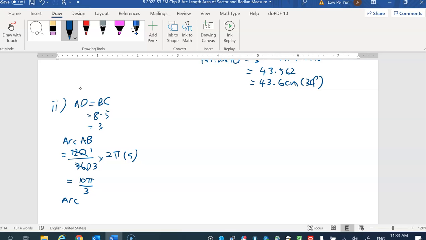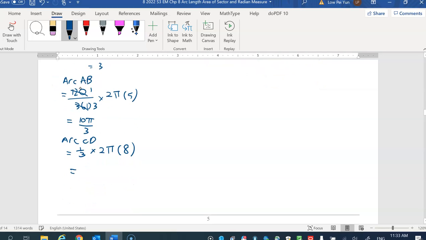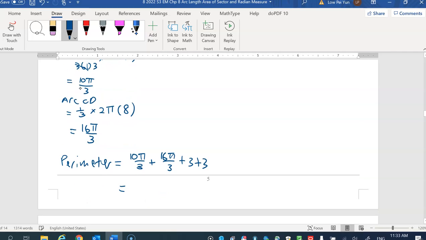Looking for the arc CD, I will use the bigger radius, 1/3 of 2 pi r. Now my r is 8, so I have 16 pi over 3 as my bigger arc. So perimeter is equals to 10 pi over 3 plus 16 pi over 3, not forgetting my two little lengths, 3 plus 3, and I compute 33.227. I'm sure you can get the same answer as me. 3SF. Now to the area.